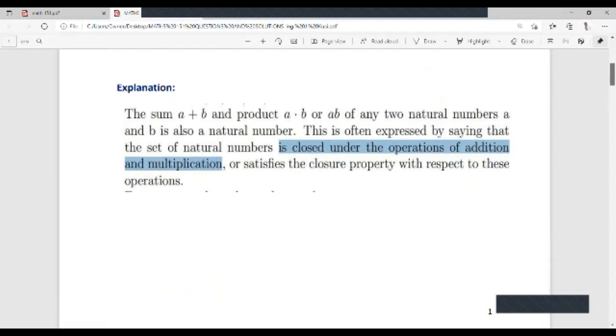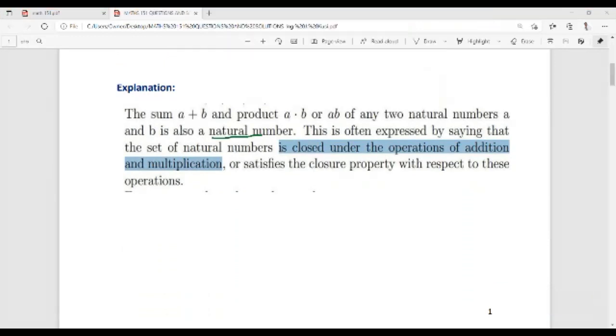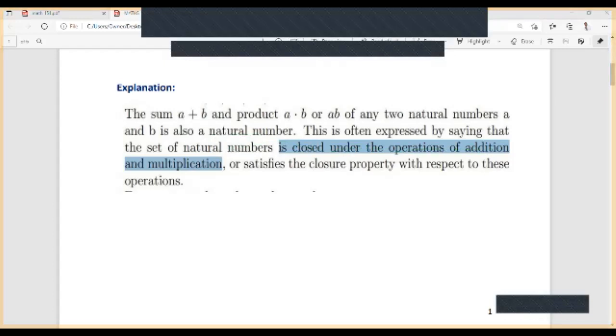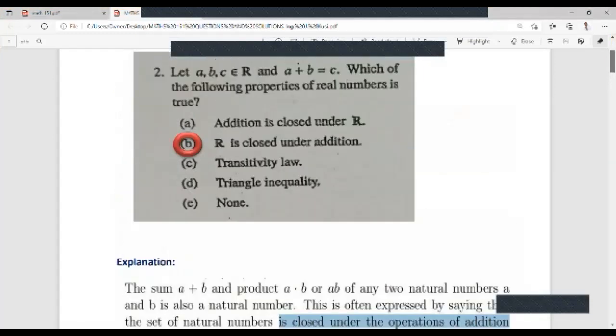The explanation is that if you have A plus B, and the answer that you get, C, is also a natural number, then your handout is saying that the natural numbers are closed under the operations of addition and multiplication. That is why that is the answer. That is why R is closed under addition.